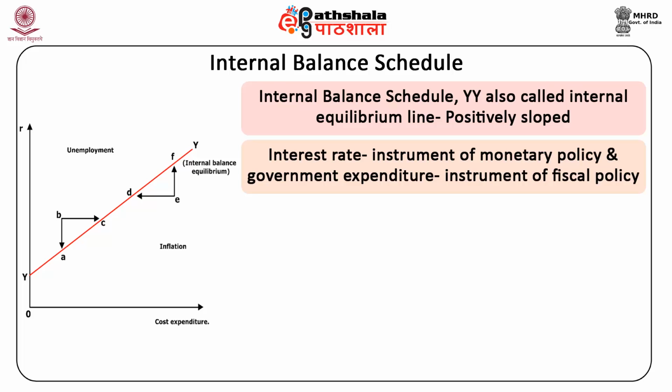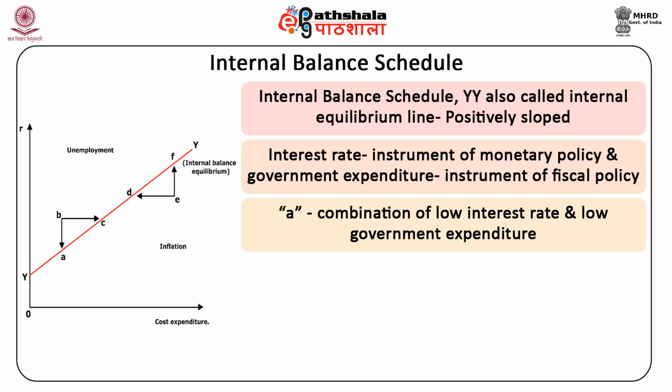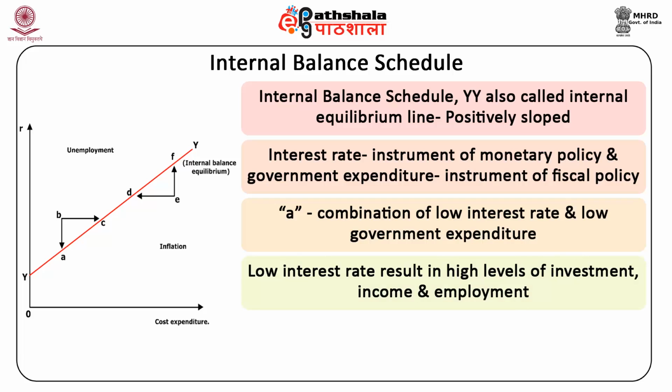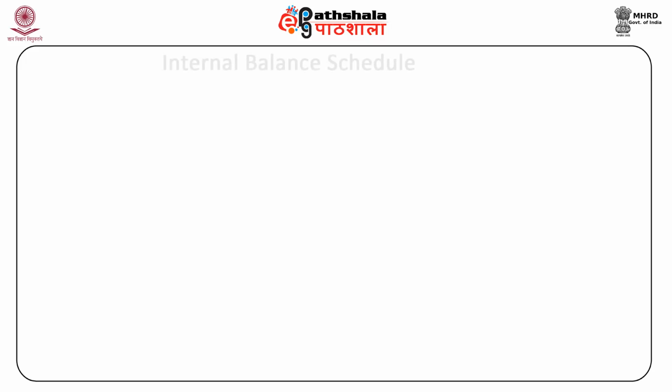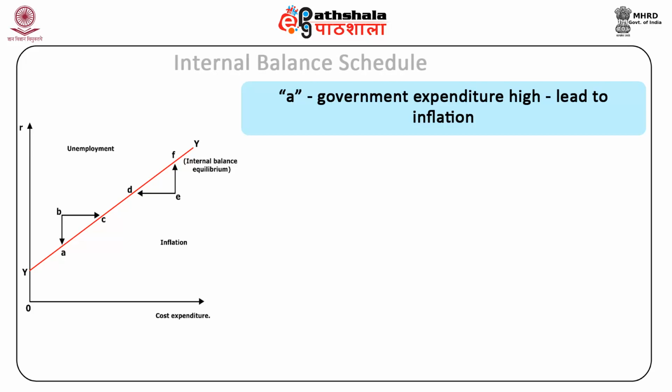As seen in the figure, point A is a combination of low interest rate and low government expenditure. Low interest rate would result in high levels of investment, income and employment, and combined with low level of government expenditure, there would be full employment with no inflation. If at point A the government expenditure were high, it would only lead to inflation. Point A on YY line is of full employment with zero inflation.